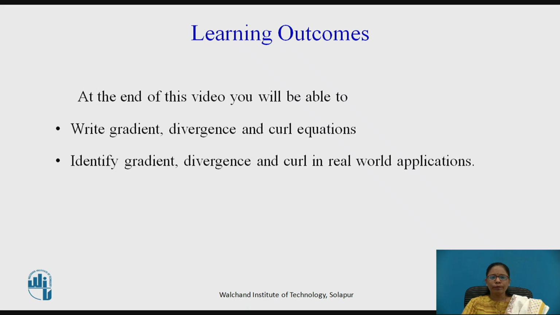Learning outcomes. At the end of the video, you will be able to write the equations of gradient, divergence and curl. You will be able to identify the real world applications of gradient, divergence and curl.